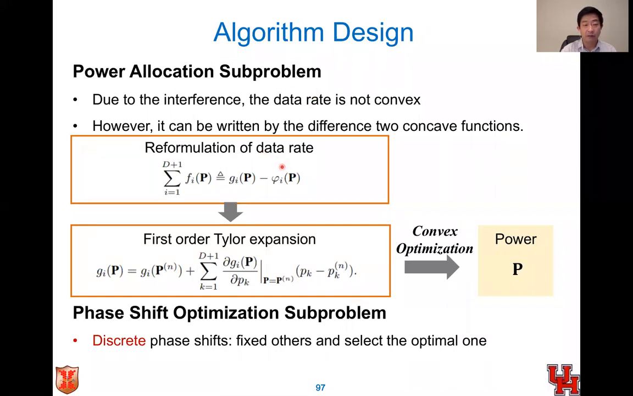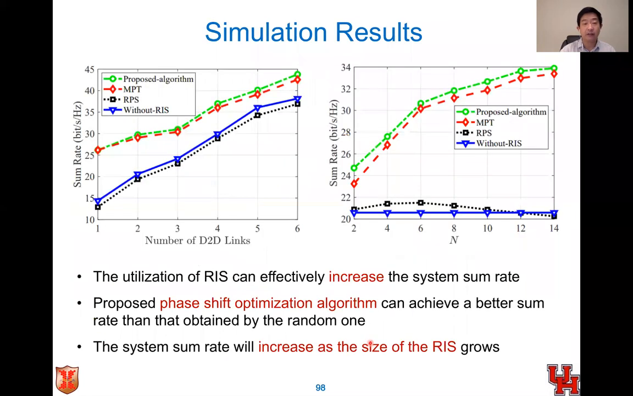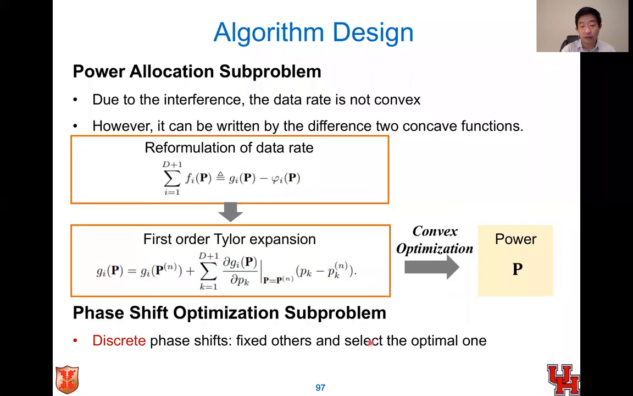And we reformulate this one with a Taylor expansion. Because the problem itself becomes non-convex, what we do is use a first order Taylor expansion to become a convex optimization problem and then find the power. And in the next step, starting from the next point, we do the Taylor expansion again, and iteratively we get a solution. And then the phase shift optimization is a discrete phase shift, so basically we use another algorithm to solve the other sub-problem.